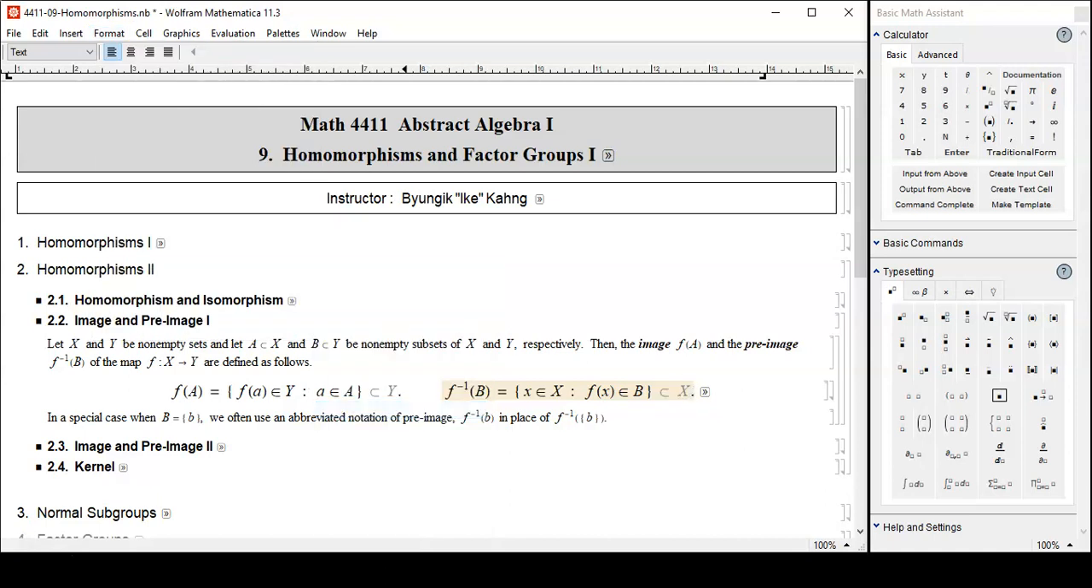Now, one thing that you have to be extra careful about is this notation. I use the f inverse notation, and then frequently people read it as f inverse of B. And sometimes people even call it an inverse image.